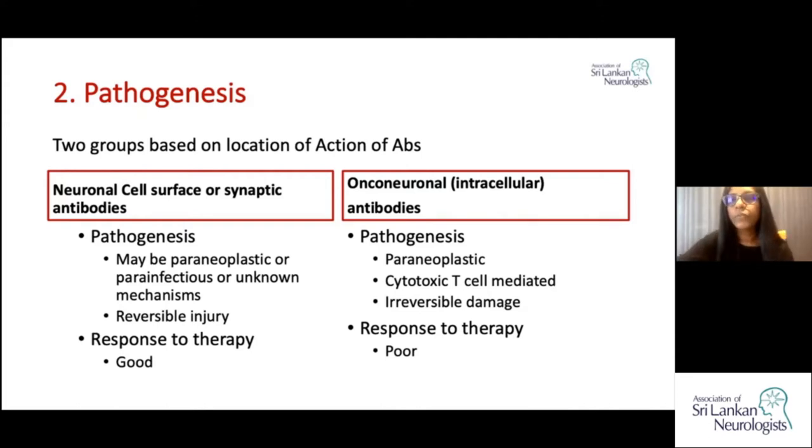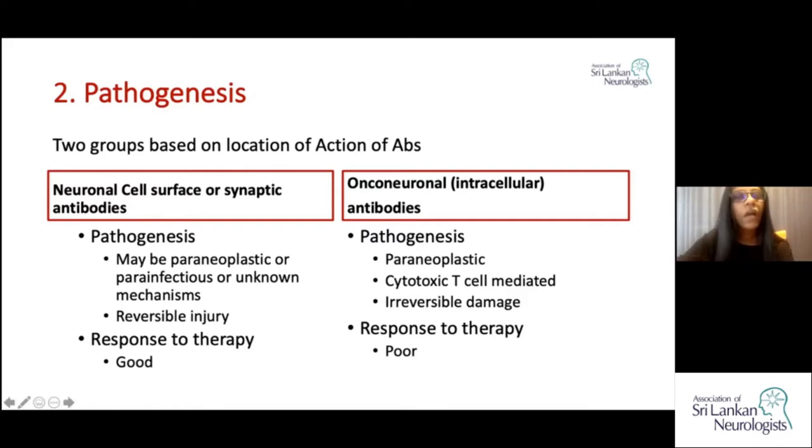Now, when you look at the other group, the intracellular antibodies, they are mainly related to a paraneoplastic basis. So there is an underlying tumor, and the main cell type which is activated in these intracellular antibodies causes damage through cytotoxic T cells. So there is greater damage, and the damage is caused to the whole cell itself, and therefore there is irreversible damage in this condition. The patients are more affected, and return to normalcy is rather low in this group. And as I mentioned earlier, because of the intracellular nature of the antibodies, the response to our routine immune therapy is poor.